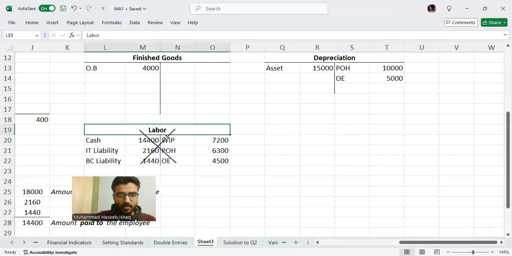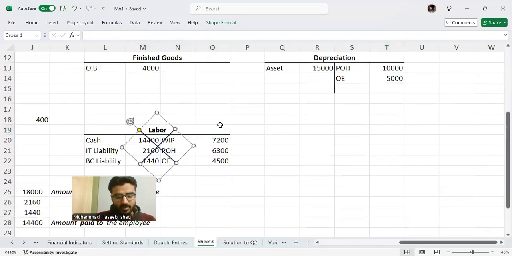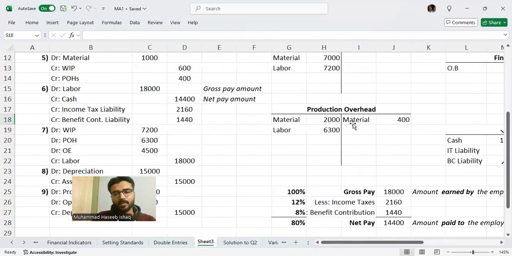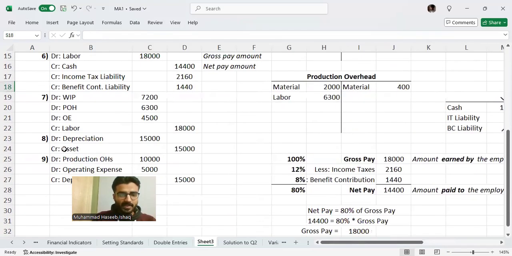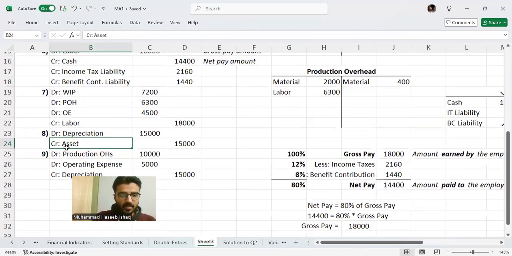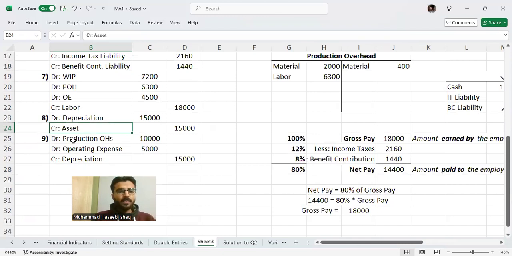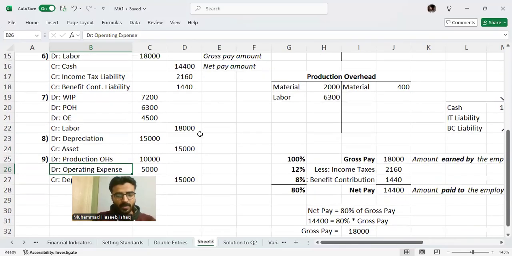So now let's copy this and paste this there also. So depreciation account has been emptied now. We are not going to make the asset account because it is not a cost account. But of course, we have the production overhead account and operating expense account. So we are going to debit them by their respective balances.